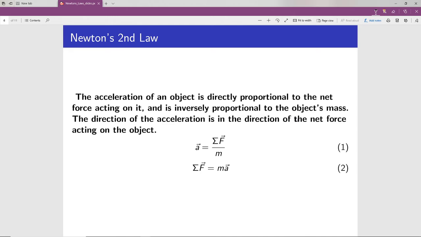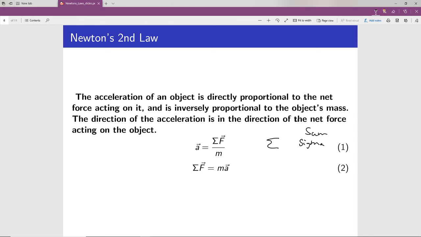The acceleration of an object, notice it's a vector, as is force, is equal to the net force. So we use this sigma, short for sum, to tell us that we have to add up the forces on the object. And the acceleration is proportional to the net force, and that proportionality is the mass. And that was our measure of inertia.